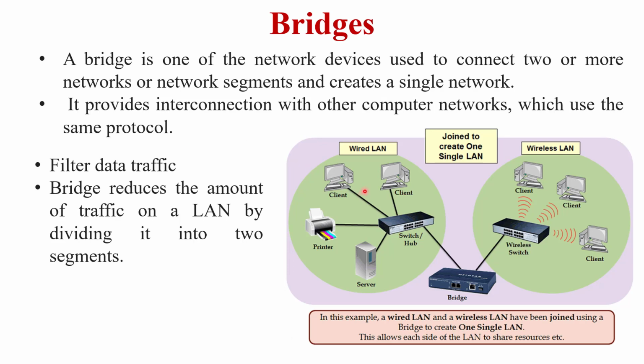For example, here we use one wireless LAN. This is a second wireless LAN. So these two wireless LANs are connected together with the help of a bridge because they use the same protocol. The main function of a bridge is to filter the data packets. Bridge reduces the amount of traffic on a LAN by dividing it into two segments.